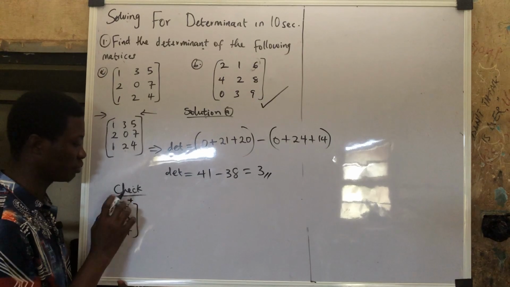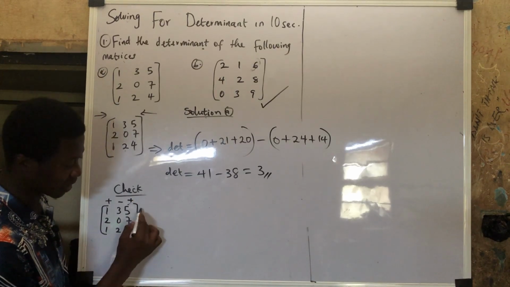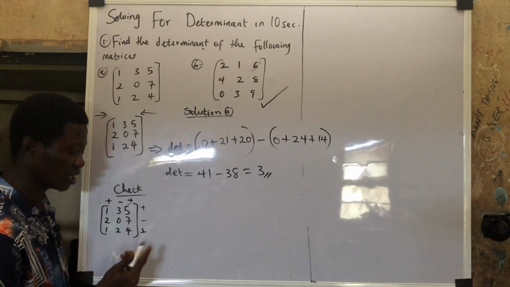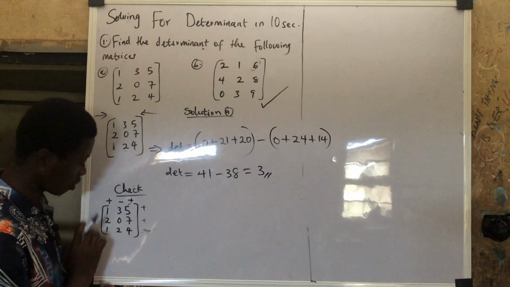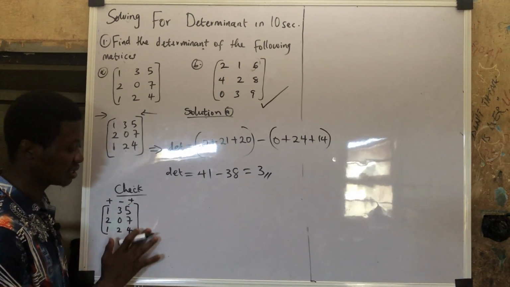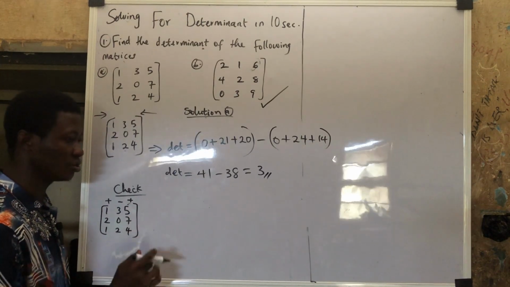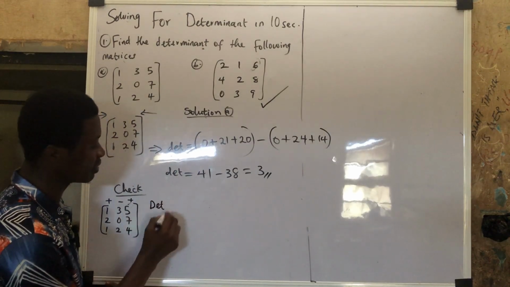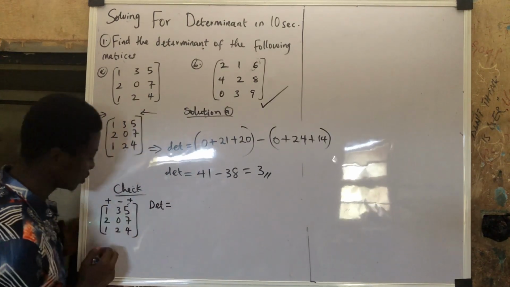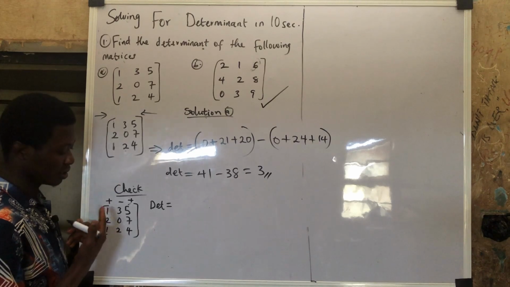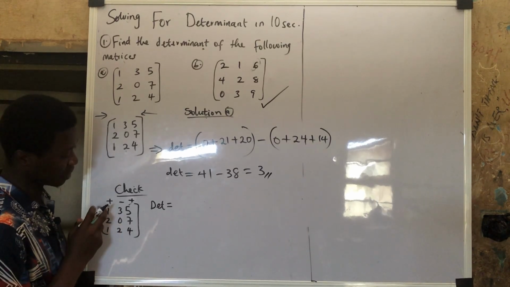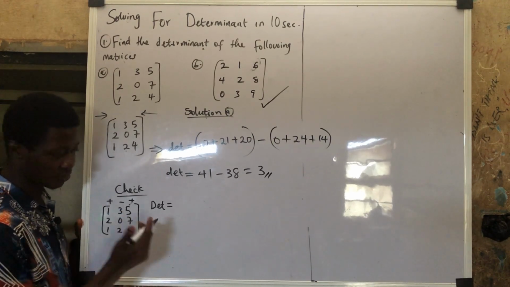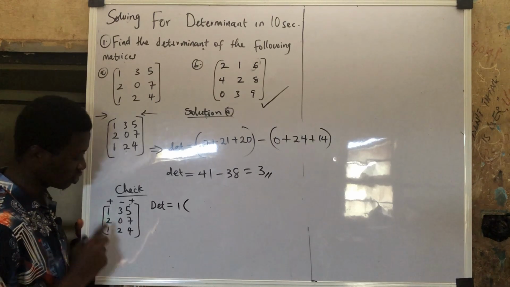For the sake of this video, I'll put it here. You can choose to put it anywhere. You can choose to put it here, plus, minus, plus. It does not matter. Anywhere, even here or here. But that's not the main thing. The bone of contention is you just know what you are doing. So let's find the determinant. So in this case, determinant is now equal to. So now first, we take the first number. So that's 1, right? So we're going to find the cofactor of 1.